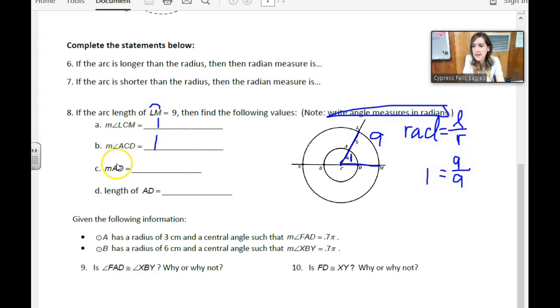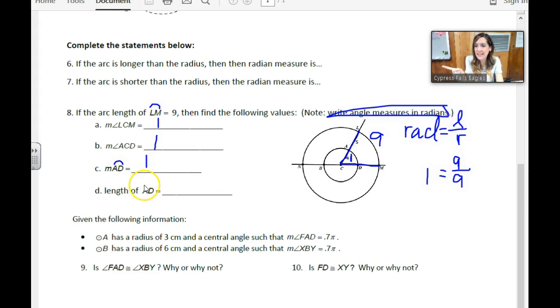Okay, so now I want the measure of arc AD. Now, we remember that central angles equal the measure of their arc. I'm not talking about the length of the arc, right? M stands for measure. So if the central angle is 1 radian, then the arc is 1 radian. These answers are looking quite alike, aren't they?